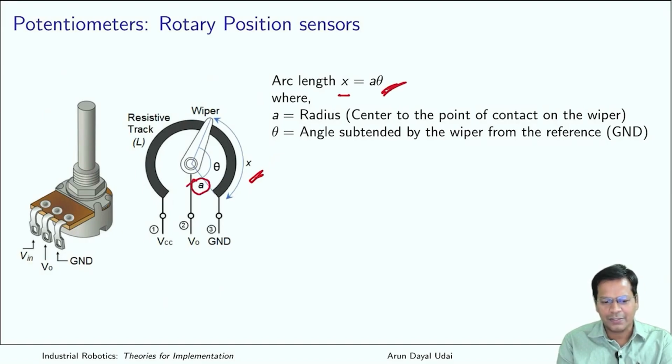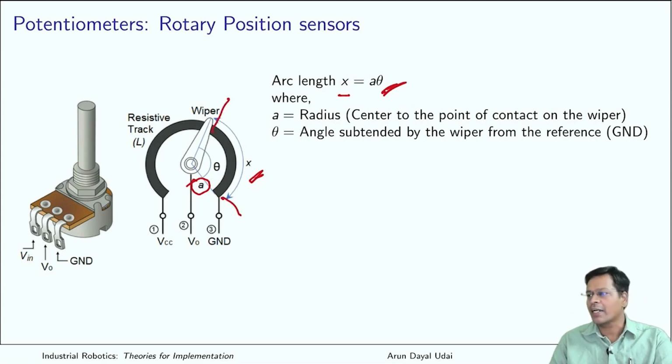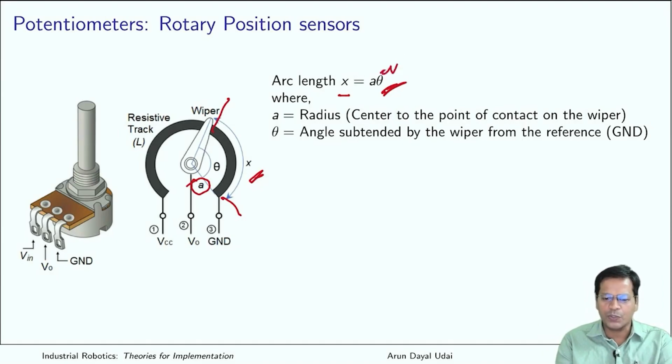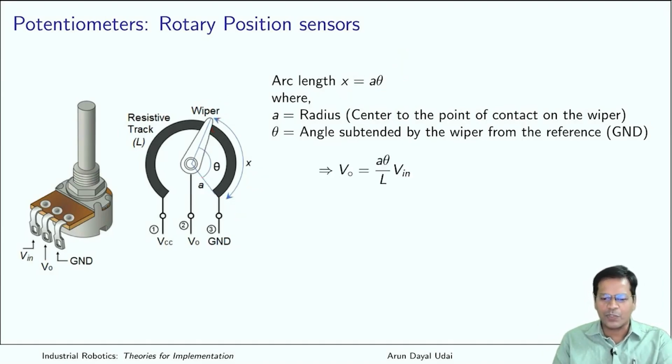This radius is there, so x is equal to a times theta, where theta is the angle subtended by the wiper from the reference point, that is ground. So this is ground. From here to here, that is the contact point, that is the angle which is subtended. So displacement x now is proportional to theta. Okay, the same equation now can be written as output voltage is equal to, instead of x by L, I can write a theta, times V input.